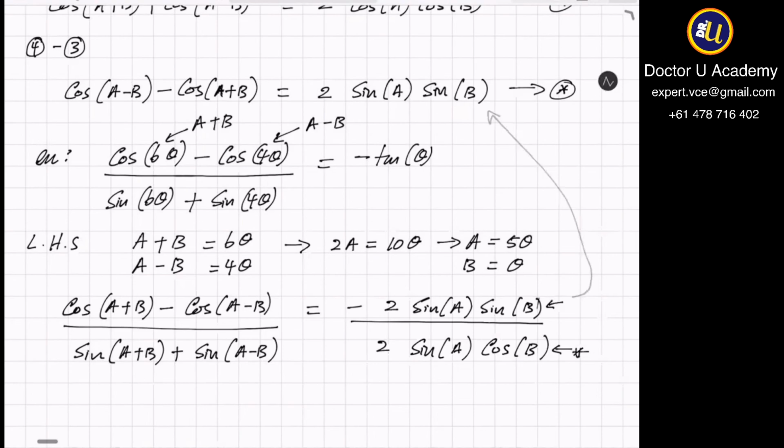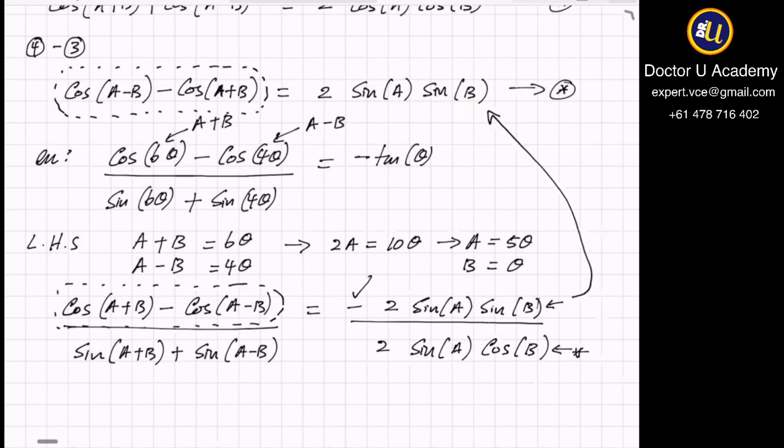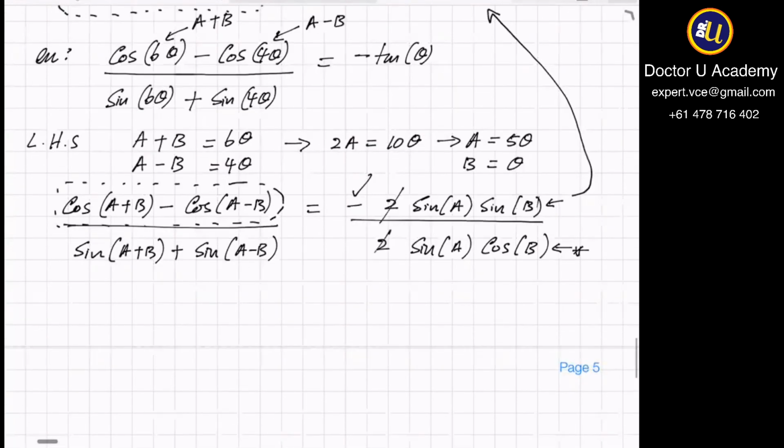Why did this minus sign come? It's because you can see the equation over here. Here you have cos(A-B) minus cos(A+B). So if I take the minus out from the numerator here, you get this equation. That's why I took the minus out. Now you can cancel these two off. Sin A gone. So the answer would be minus tan B. B is theta, so we proved it. That would be minus tan theta. So that's all about that.